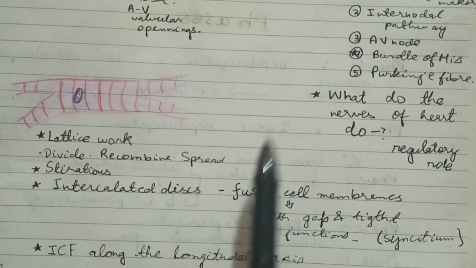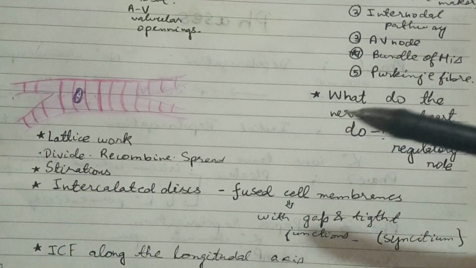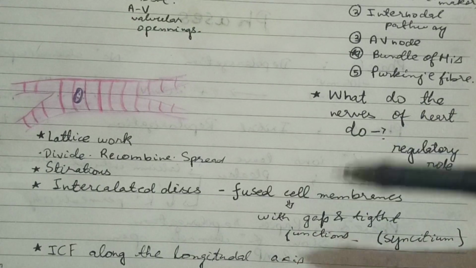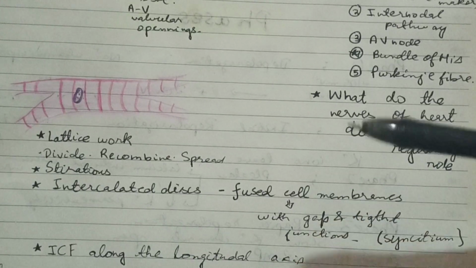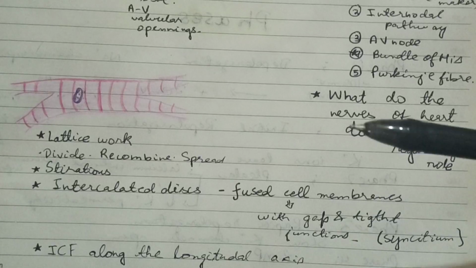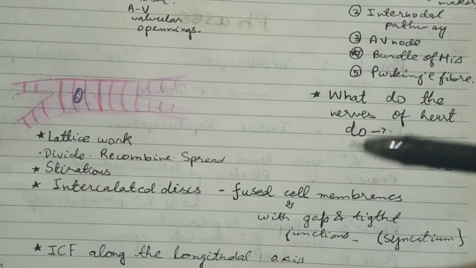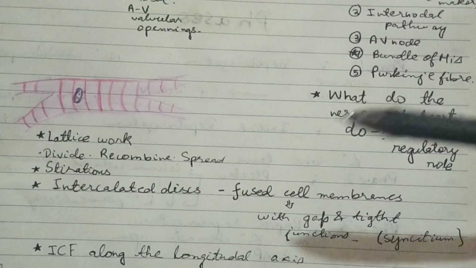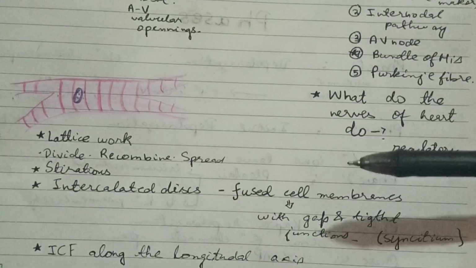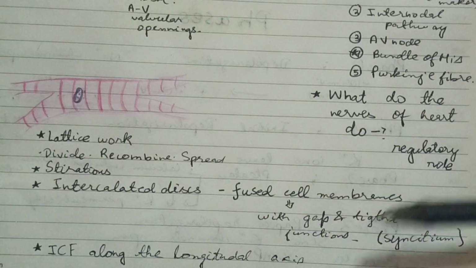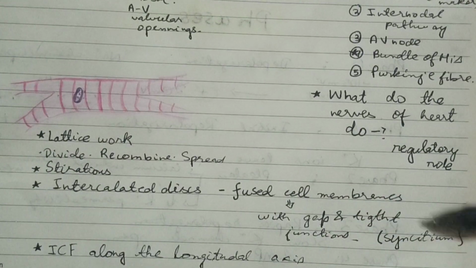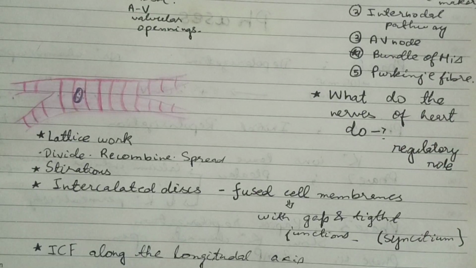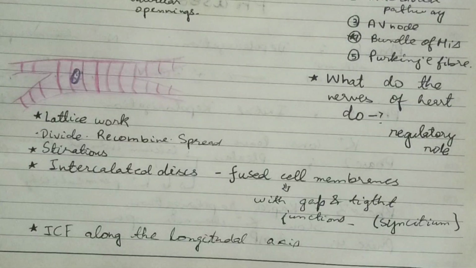Intercalated discs are actually fused cell membranes which connect the cells to each other through gap and tight junctions. When the cells are connected through gap and tight junctions, they allow the flow of ions. Of course, the impulse is also a wave of flow of ions. Cells will share their impulses and thus will form a syncytium. This point should be clear. And the intracellular fluid lies along the longitudinal axis of the cardiac muscle fibers.